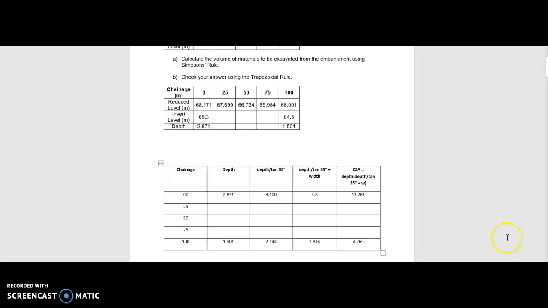So it's reasonably simple to complete, and that will give you the cross-sectional area of each drainage cutting every 25 meters. Once we know those areas, we can then use Simpson's rule and the trapezoidal rule to complete our volume calculations.